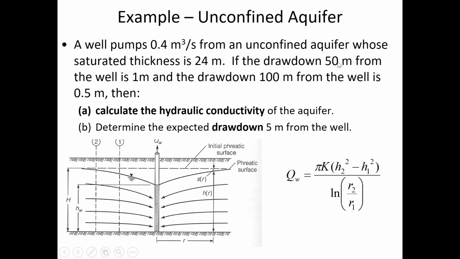Okay, so what we have is two different drawdown measurements. We've got a drawdown 50 meters from the well, where the drawdown is 1 meter, and 100 meters from the well, the drawdown is 0.5 meters. So remember, drawdown isn't H. Drawdown is S. And so the way that you calculate H, if you're given S and you're given this capital H, is that lowercase h is capital H minus S. Let me write this on the whiteboard.